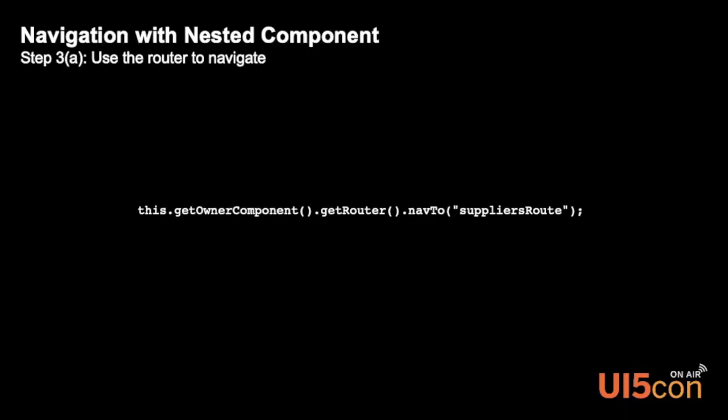So with everything defined here, we can use the same way for showing this target. Here, we can use the navTo method of the router by giving the name of a route. So here we give the name, the supplier route, which displays a component target.